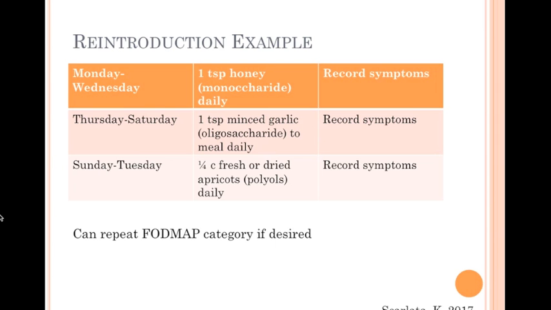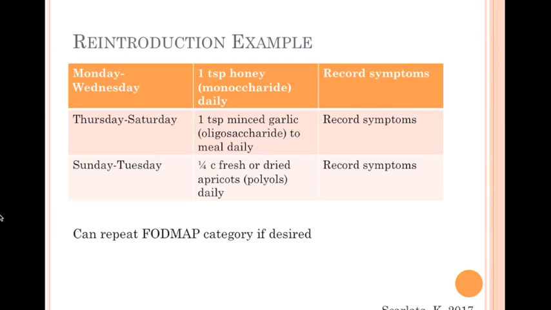This is an example of a reintroduction schedule. The patient should be aware that some FODMAP foods fall into more than one category, and that these foods should not be used during the reintroduction phase due to the inability to correlate symptoms with specific categories.